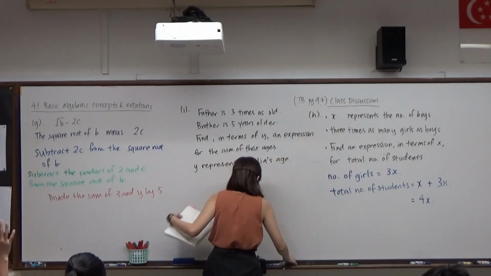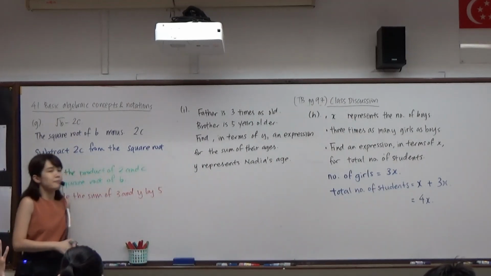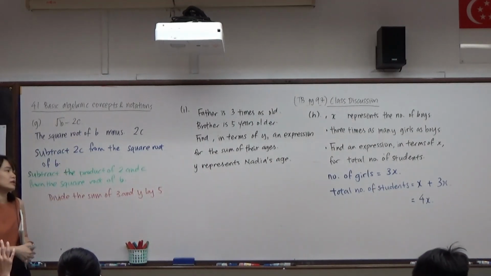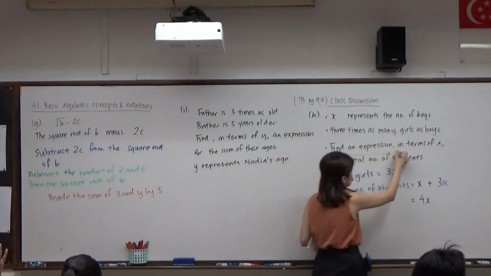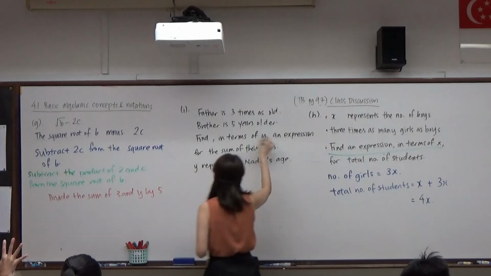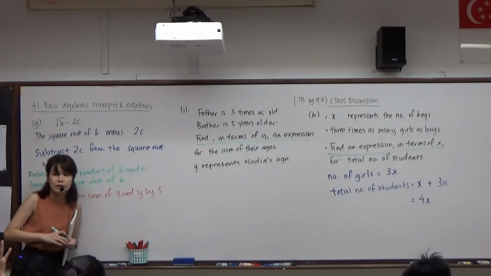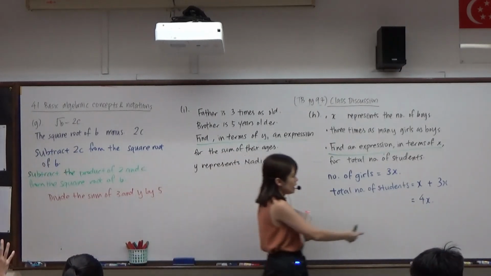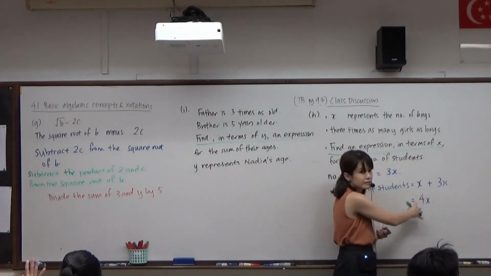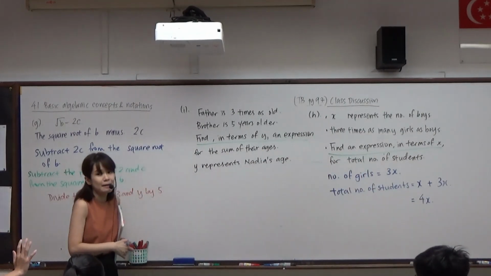Now something I forgot to mention just now. You will find in your questions usually, the question will phrase it in this manner: find an expression in terms of x. So I wrote this the other way around: find an expression in terms of y. You must understand what you're trying to go for. You're trying to get an algebraic expression that looks like this. So in this case, let's break it down part by part.